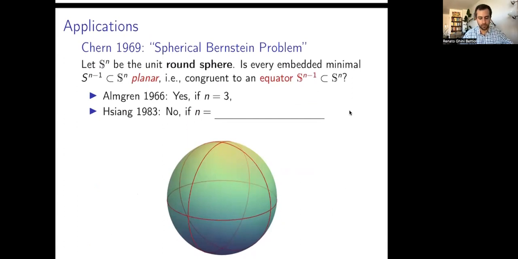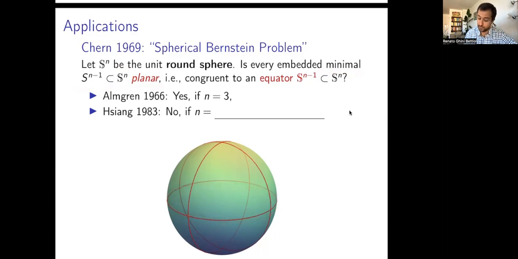All right, so here are some applications of this idea. There's this classical problem proposed by Chern in analogy with the Bernstein problem. If you take the unit round sphere, of course, every equator, every intersection with a hyperplane through the origin, defines a totally geodesic minimal subsphere, right? In particular, they're minimal. And the question is, are these all of the minimal spheres in a round sphere? So is it true that every embedded minimal S^(n-1) inside the n-dimensional unit round sphere is planar? Meaning, is it congruent to an equator, such as the red equators drawn here?